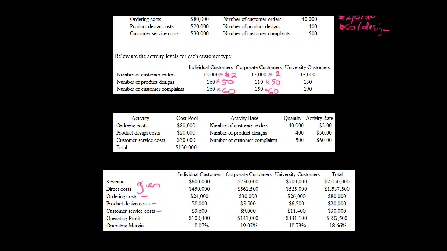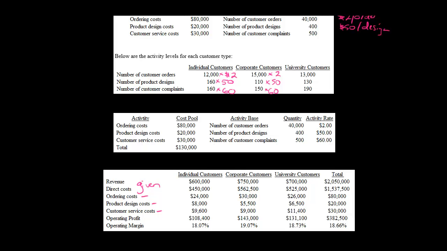Okay. Now, that does not mean that we should get rid of, for example, the individual customers. In this case, for this company, all three of these customer types are profitable. Okay. So what we're really learning here is that if it comes down to it, the one we most want to keep are the corporate customers. Those are the ones we want to design our incentives or do whatever we have to do to make sure that we do not lose these customers at all costs.